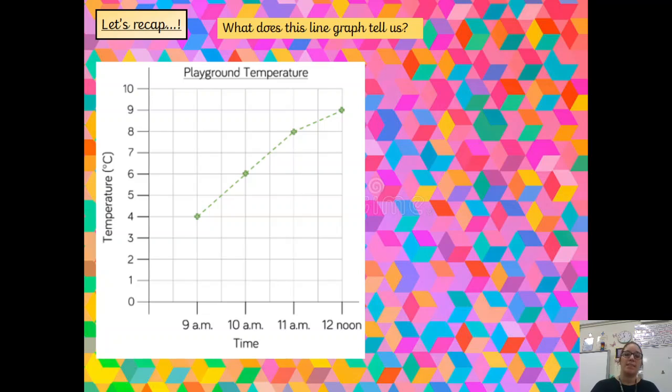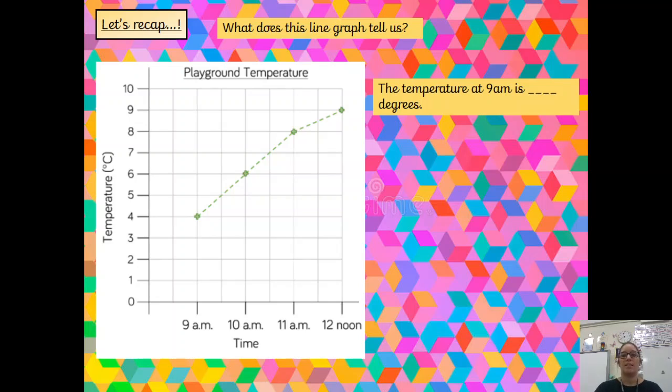Okay, so yesterday we were looking at line graphs and interpreting data. So let's just have a quick recap before we move on then. What does this line graph tell us? Okay, how are we going to find that out? We can see it's got a title. So the title is playground temperature. So the line graph tells us the temperature of the playground.